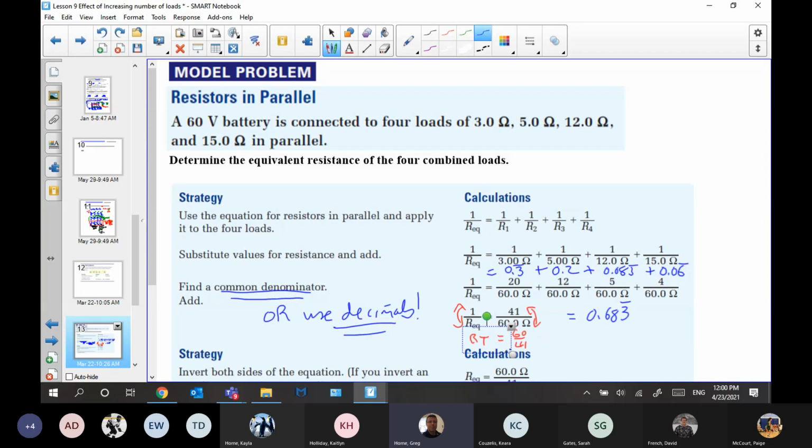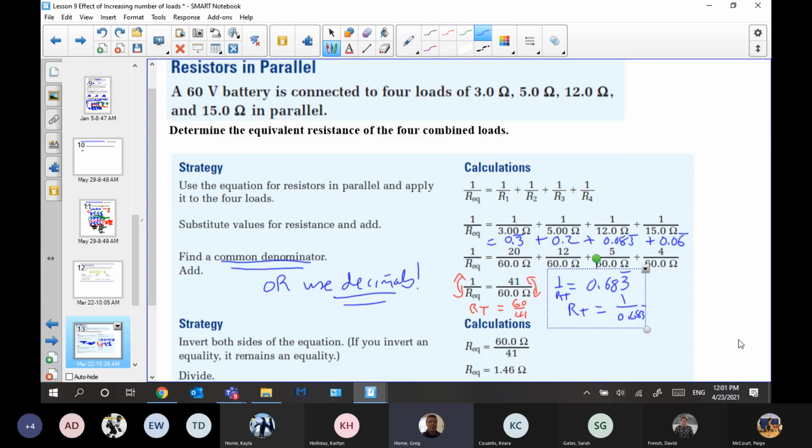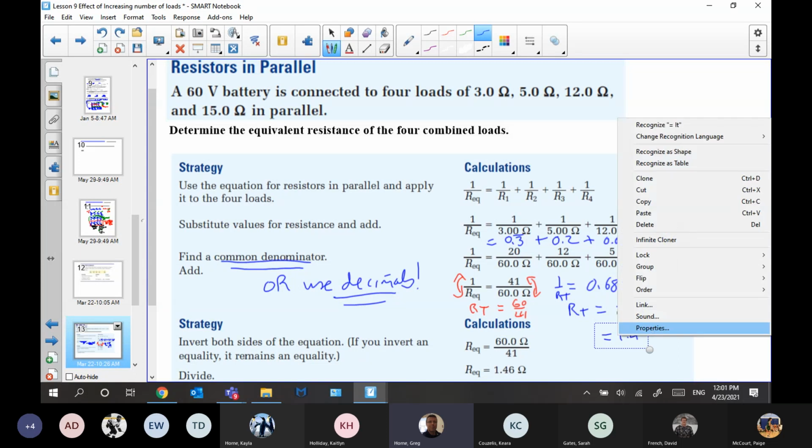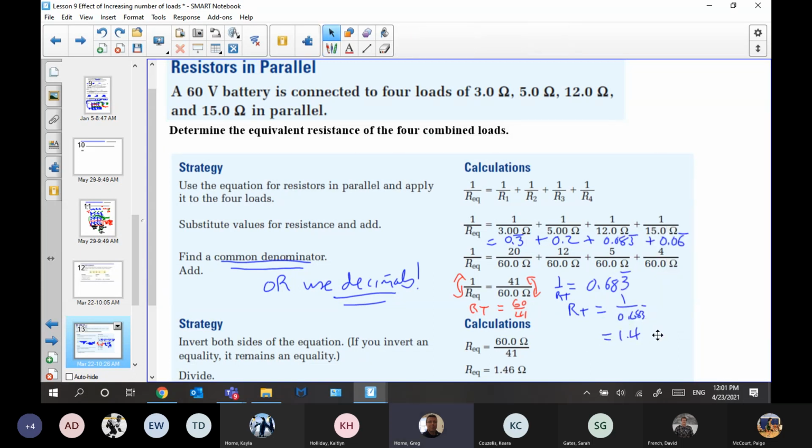Or in our decimal version, we had 1 over total resistance, and we flipped both sides and ended up with total resistance equals 1 over 0.683 repeated. Okay, so if you do 1 divided by that 0.683 repeated, you get 1.46 ohms. So the decimal version works as well.